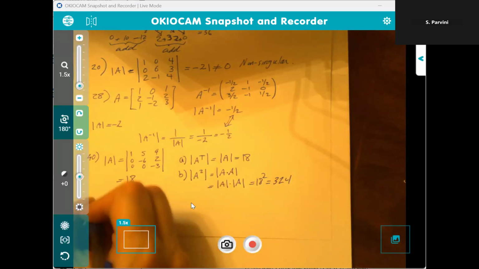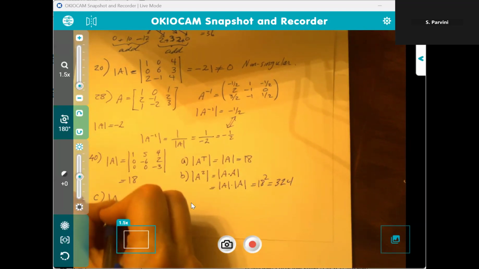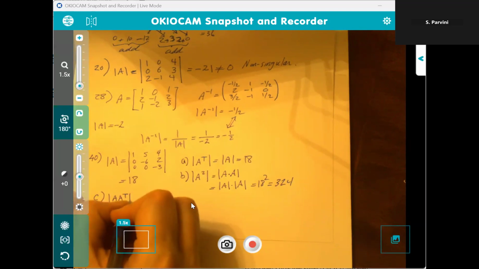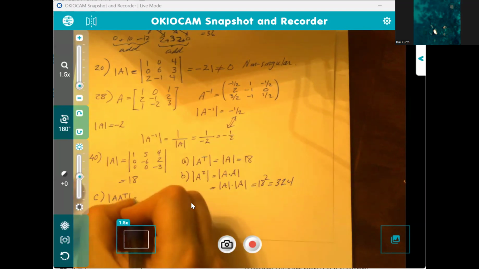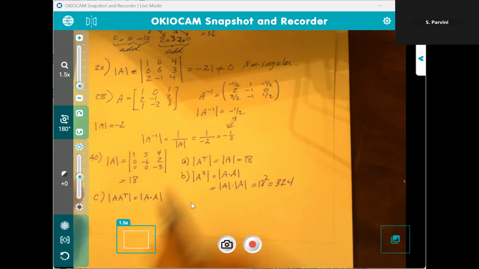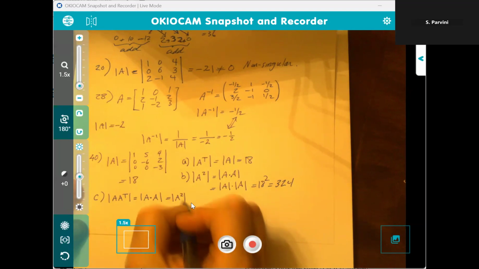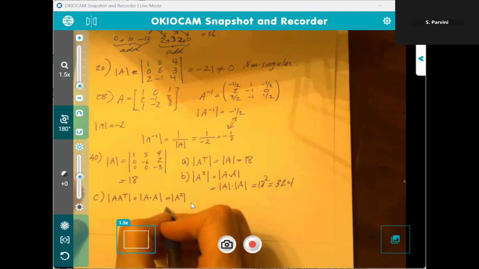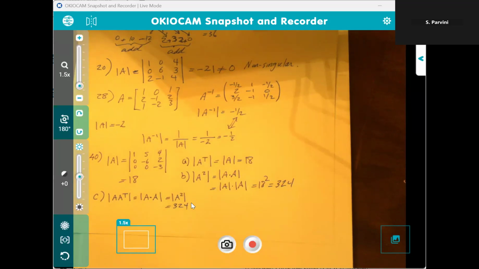In part C, we were supposed to find the determinant of A times A transpose. How do you think we should do that one? It's equal to the determinant of A squared. Perfect. Because the determinant of A transpose and A are the same, so that's exactly the same as determinant of A squared, and we just found it. The answer to this is also 324.